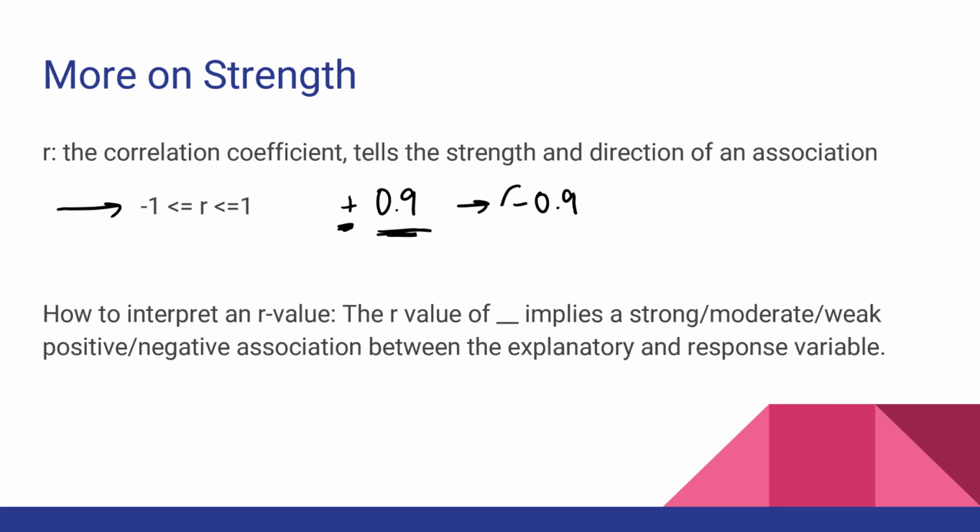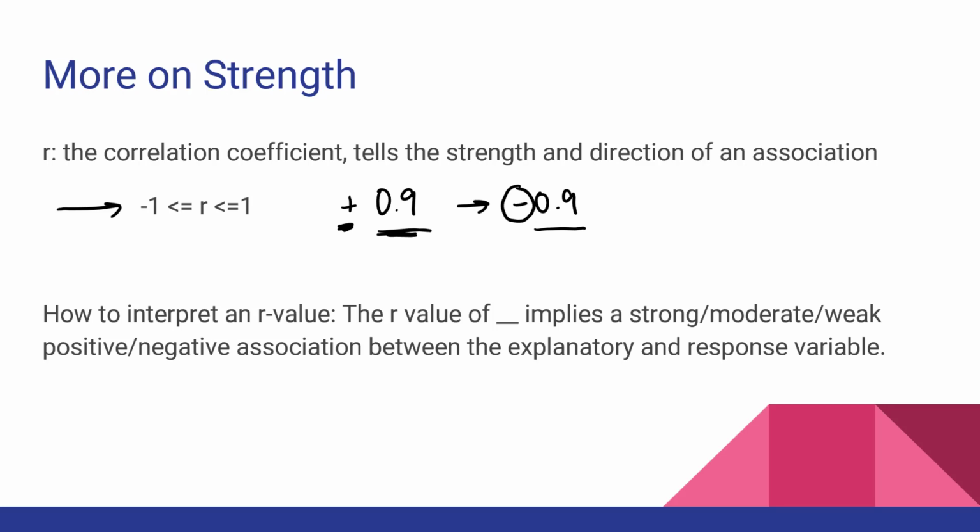Instead of positive 0.9, if we had negative 0.9 instead, what would change? So we notice that this is negative now. That means the association is also negative. So our scatter plot points are moving downwards as x increases. But the 0.9 still means that the association is very strong. So don't be tricked and think that just because the R value is negative, that the association is weak. As long as it is close to either 1 or -1, then it is very strong.